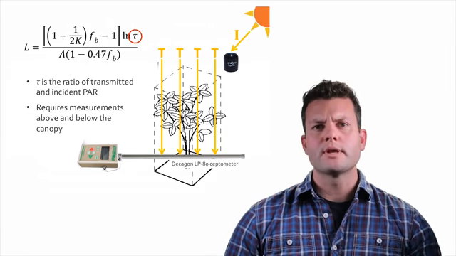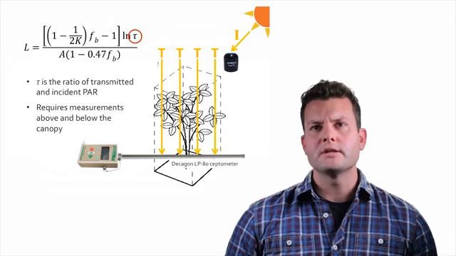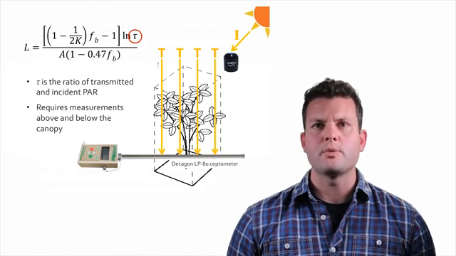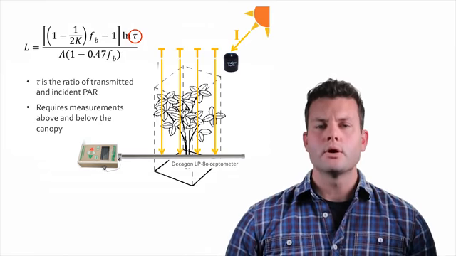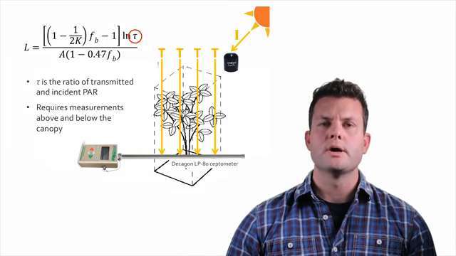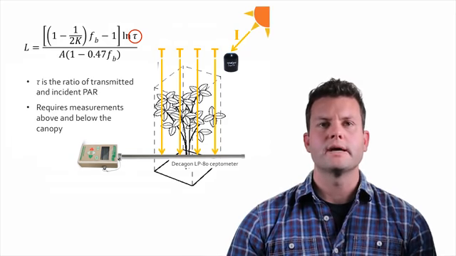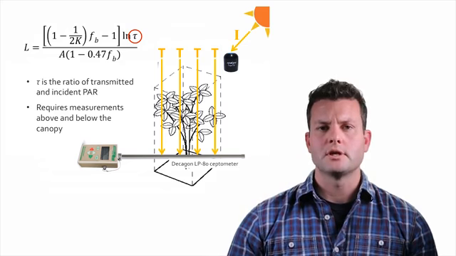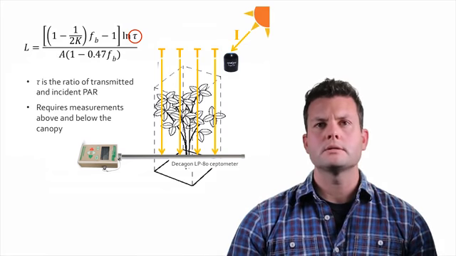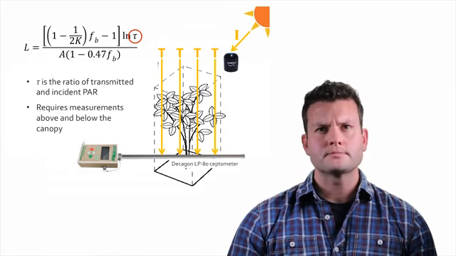In the example that I'm showing here, we're measuring incident radiation at the top of the canopy with a PAR sensor, and then below the canopy we're using an LP80 to measure how much light is being transmitted by the canopy. So you can see it requires both above canopy and below canopy measurements.